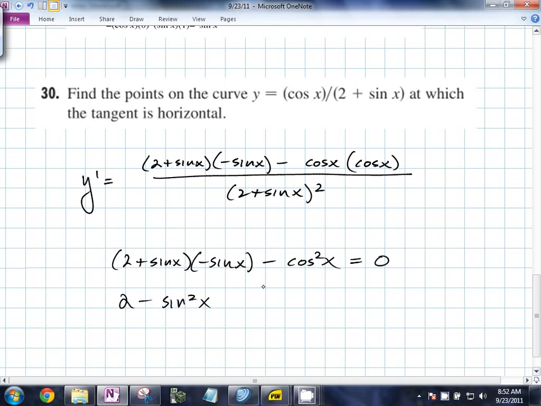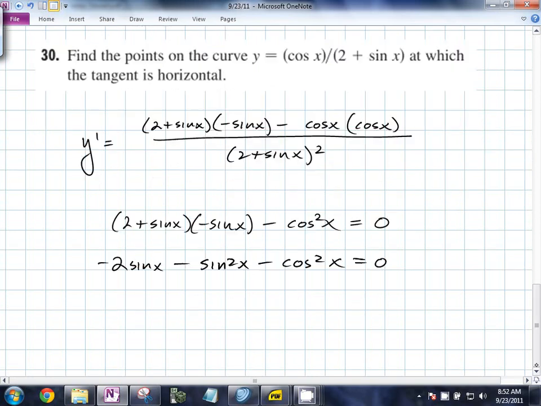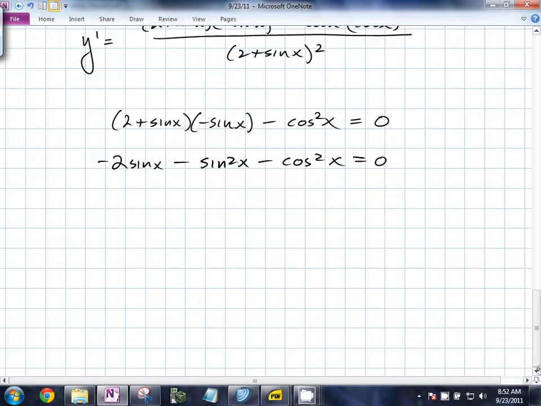I'm sorry. I have to actually distribute it. Negative 2 sine x minus sine squared x minus cosine squared x is equal to 0. What's negative sine squared minus cosine squared? Factor out the negative, so you get negative sine squared x plus cosine squared x, which is what? 1. So you end up with negative 2 sine x minus 1 is equal to 0.